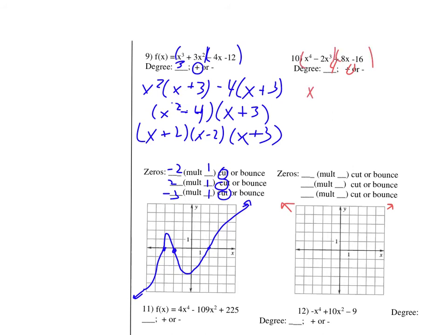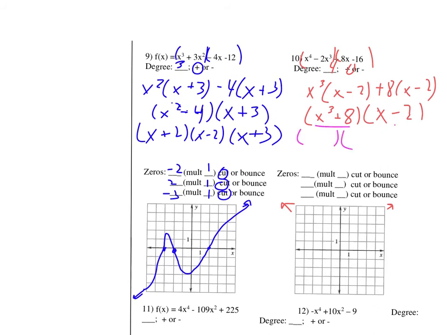The first group I can take out x to the third, which leaves me with x minus 2. And then the second group I can take out a positive 8, which leaves me with x minus 2 as well. So I get x to the third plus 8 times x minus 2. I can actually keep factoring this one as well. We have our perfect cubes here. So that's the binomial and the trinomial.